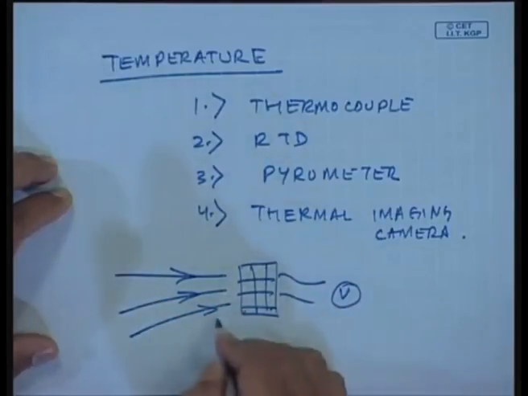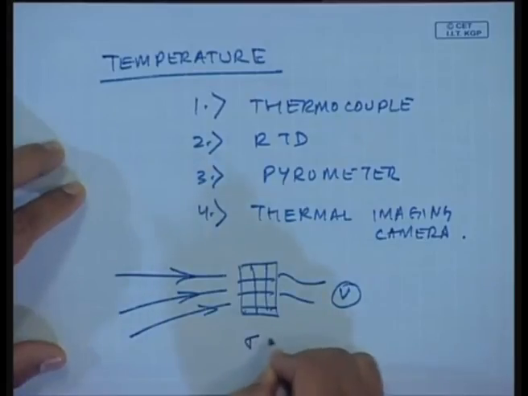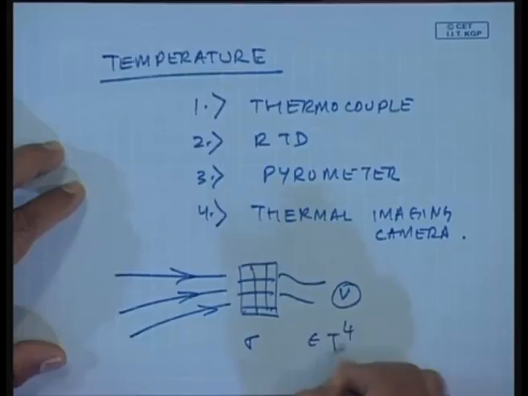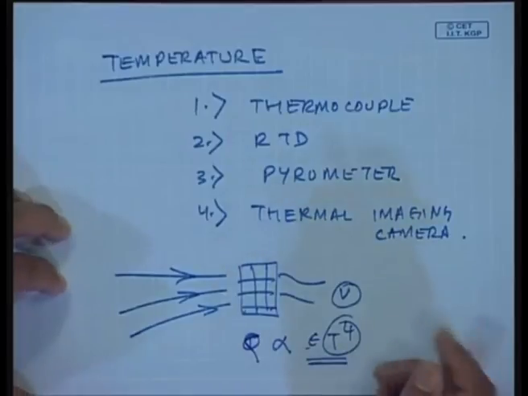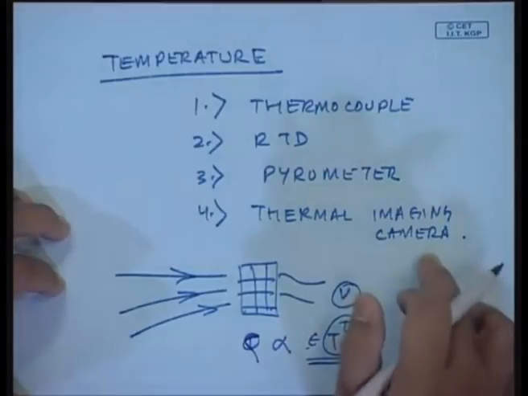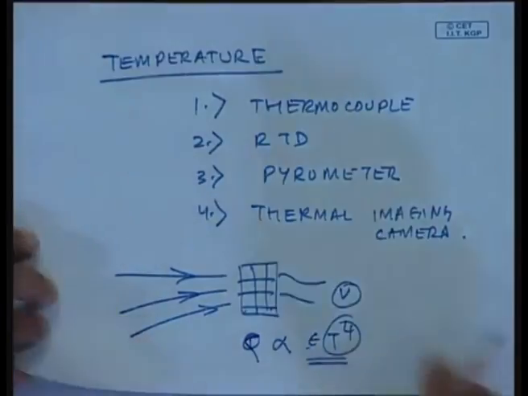And you all recall the Stefan-Boltzmann law, how the heat flux depends on the emissivity and T to the power 4. So, T is the absolute temperature of the body, raised to the power 4, times the surface emissivity. This has been used in thermal imaging cameras and pyrometers, but here I want to show you a thermocouple.